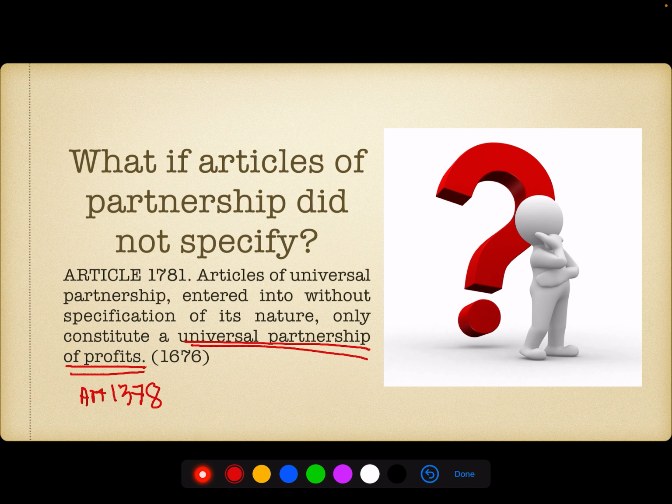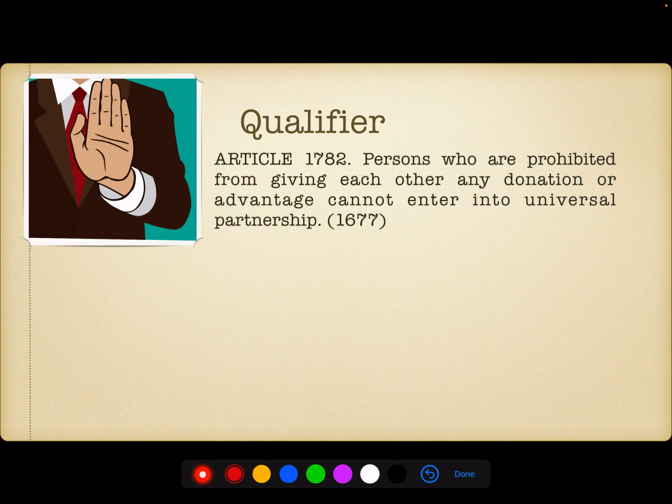So, since we are talking about the universal partnerships, whether it refers to all present property or income, if you remember Article 1782, persons who are prohibited from giving each other any donation or advantage cannot enter into a universal partnership. This would refer to donations between spouses under the Family Code. If you recall in a previous video, what people cannot do directly, they cannot do indirectly. So if spouses cannot make donations to each other, they cannot enter into a universal partnership, whether it's present property or profits.